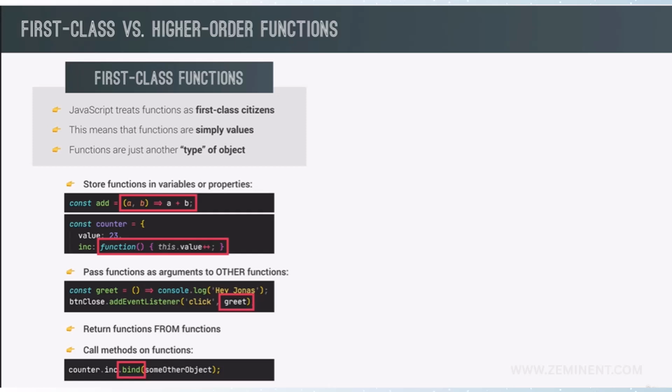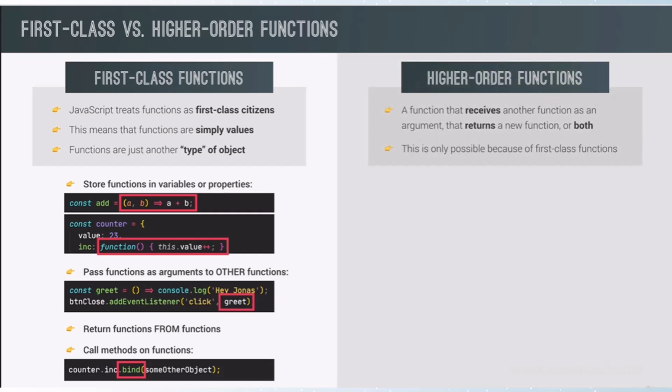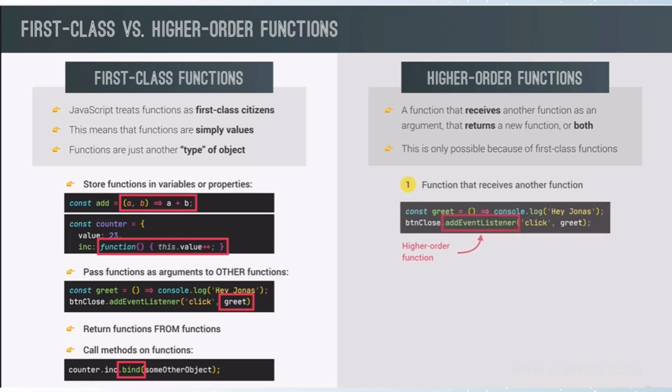Now, the fact that JavaScript has first class functions makes it possible for us to use and write higher order functions. A higher order function is either a function that receives another function as an argument or a function that returns a function. So, let's check out both types here. First, for functions that receive another function, we have the same example as before. So here the addEventListener function is the higher order function. And why? Because it receives another function as an input, in this case, the greet function.